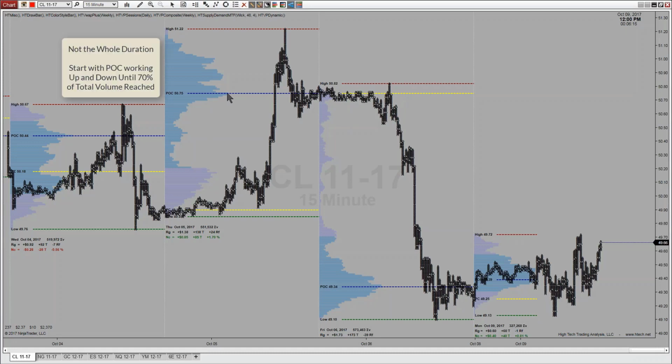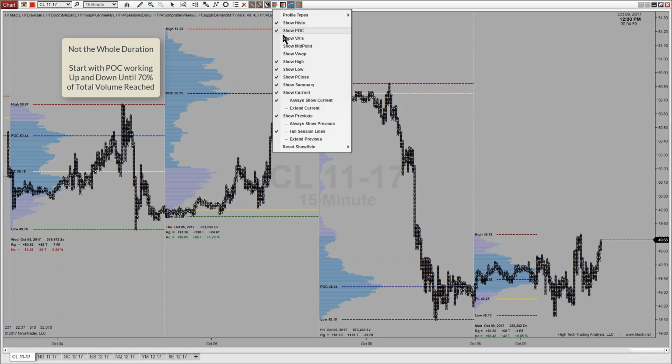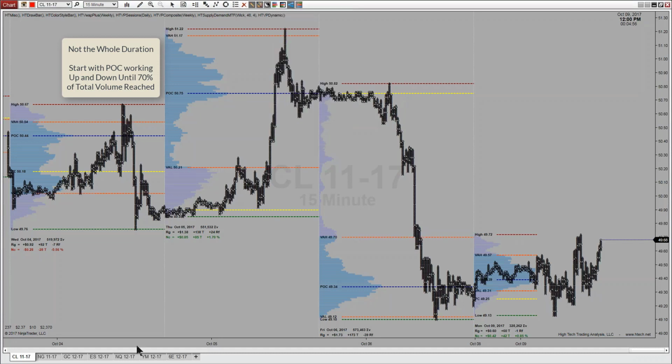So now we're not just arbitrarily starting anywhere. We're starting at the most volume. We're working our way up and we're working our way down. So we started here, ran to there, and we display the value area, or the area, whatever we define in my particular indicator. You can define however you want to see that, whatever percentage you want to see.